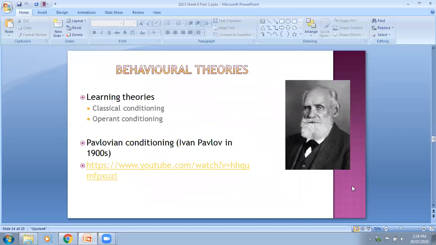So we're going to do two here. These are learning theories. You've got classical conditioning and operant conditioning. The first one is the Pavlovian conditioning, which is classical conditioning. Now, Ivan Pavlov was not even a psychologist. He was a zoologist, and he was measuring saliva rates in dogs in the early 1900s and came across classical conditioning quite by accident. So please watch the video.